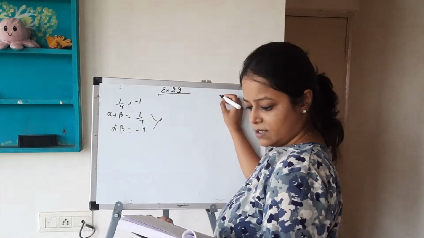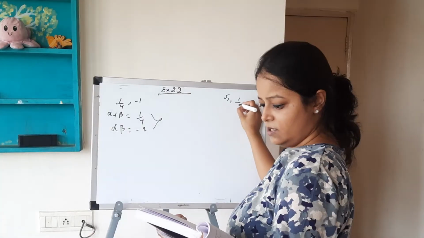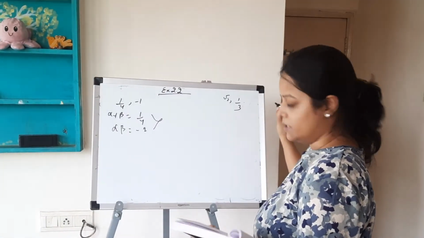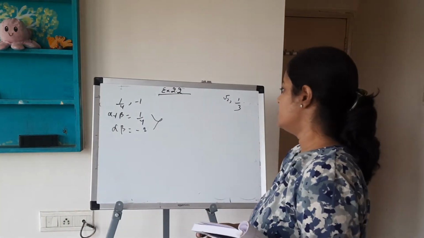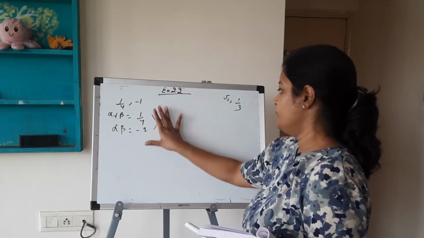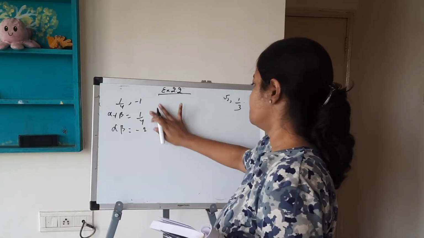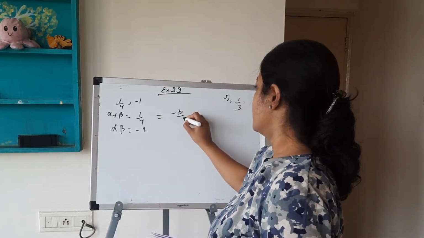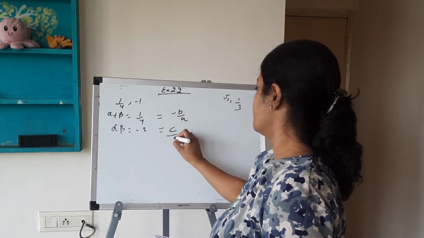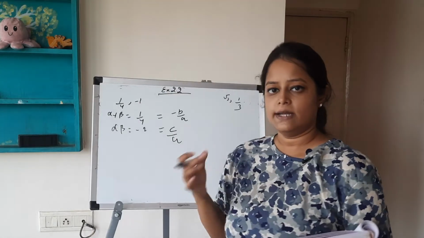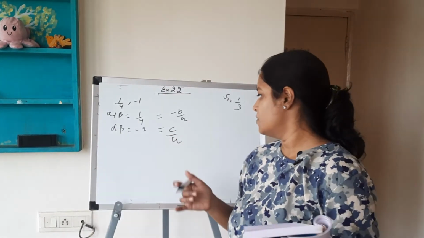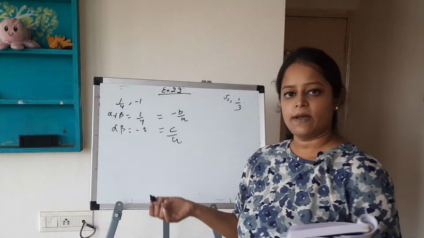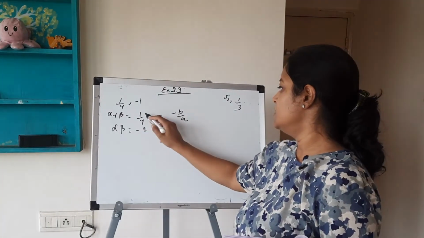Then we have another example of root 2 comma 1 by 3, and then another example, right? So we'll take it step by step. Okay, so what is this? Alpha plus beta is 1 by 4. This is minus b by a, and this is c by a. Now the trick that I use for these questions is, we will make it in such a manner, so 1 by alpha plus beta is 1 by 4, right?